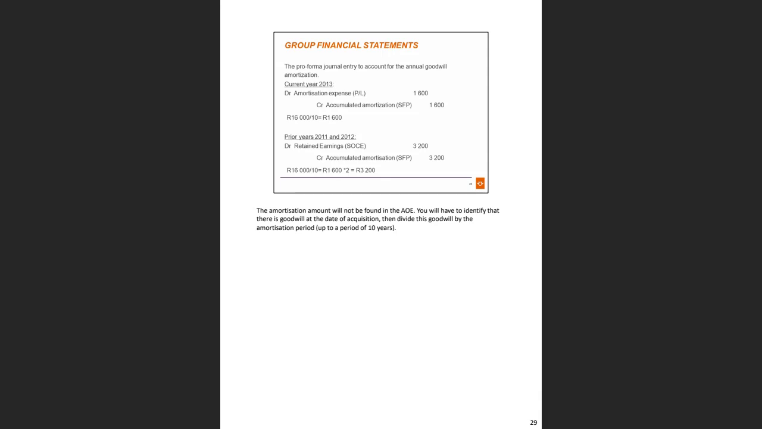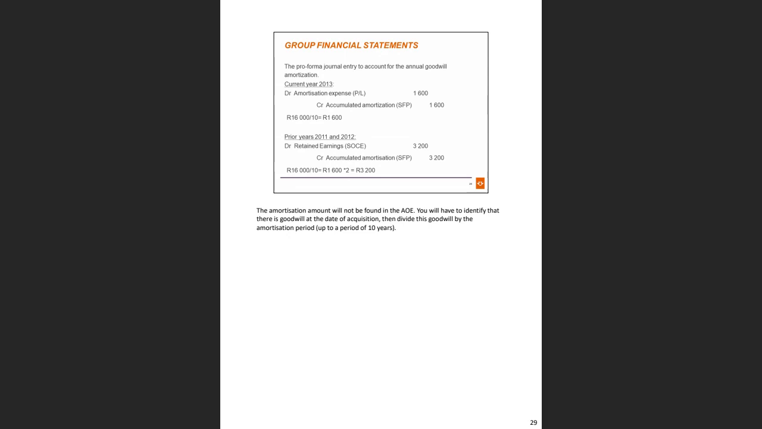Okay, let's have a look at the pro forma journal entries for Goodwill. So here we have our Goodwill, and in the current year we calculated our amortization of 1,600. So we debit amortization expense because it's the current year amount, and we credit accumulated amortization, okay? Remember, in this question, the life of Goodwill was not given, so we amortize it over 10 years.